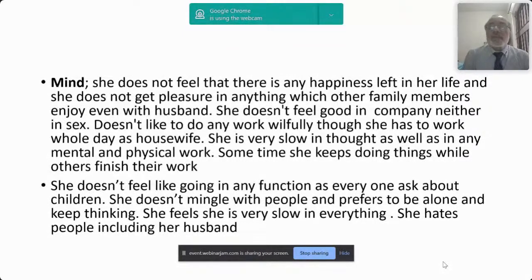She does not feel that she has any happiness. She does not feel that there is any happiness left in her life, and she does not get pleasure in anything which other family members enjoy, even with her husband. She does not feel good in company, neither in sex. Does not like to do any work willfully, though she has to work the whole day as a housewife. She is very slow in thought as well as in mental and physical work. Sometimes she keeps doing things while others finish their work. She does not feel like going to any functions as everyone asks about children. She does not mingle with people and prefers to be alone and keeps thinking. She feels she is very slow in everything. She hates people, including her husband.